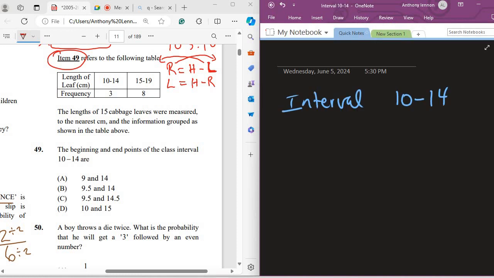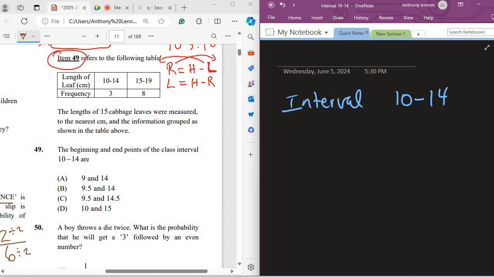All right, so let's start. Now, these are called class intervals. The 10 to 14, right? Leaves have length in centimeters 10 to 14. We have three of them, frequency three. That means we have three leaves in the range 10 to 14, or the class interval 10 to 14. We have eight leaves, that's the frequency. We have eight leaves in the range 15 centimeters to 19 centimeters. That's what it's basically saying, right?